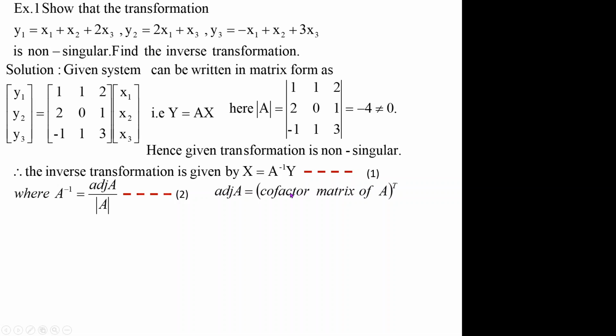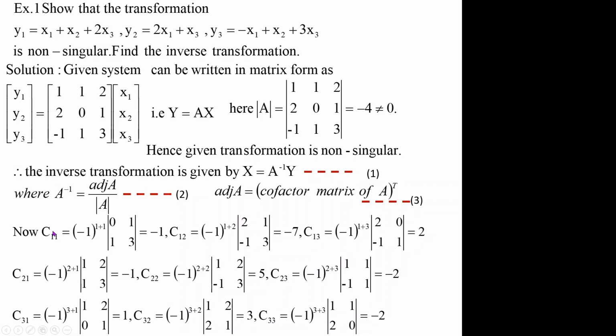matrix A, which according to the definition is the transpose of the cofactor matrix of A. So we will have to first find out the cofactor matrix of A. Now the cofactor matrix of A is given by the cofactor of each and every element of the matrix. So let us find the cofactor of these 9 elements. Let us find the cofactor of the first element, the element in position 1 1, C11. That is given by minus 1 to the power 1 plus 1. Now delete the element lying in the first row and first column and write the determinant of the remaining ones. So that is the determinant of 0 1 1 3. Now simplify this, you will get minus 1.